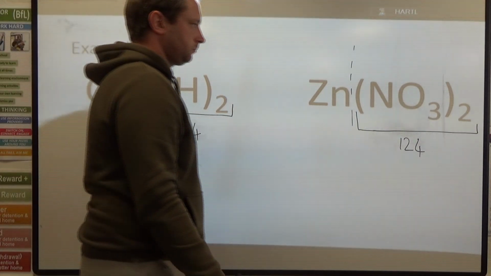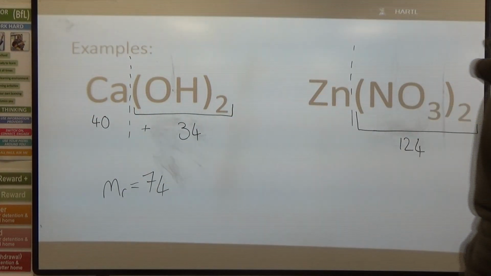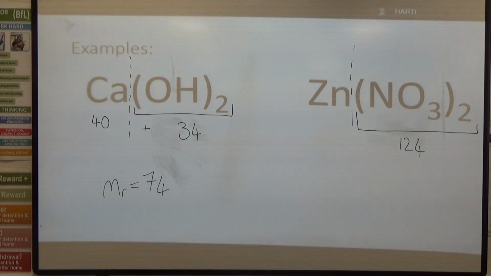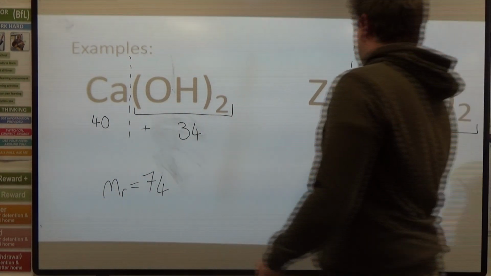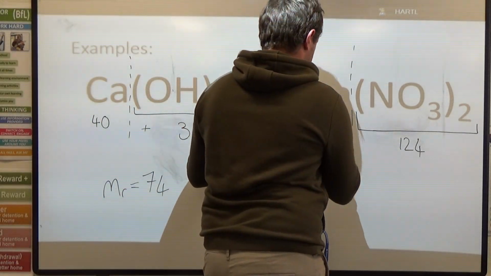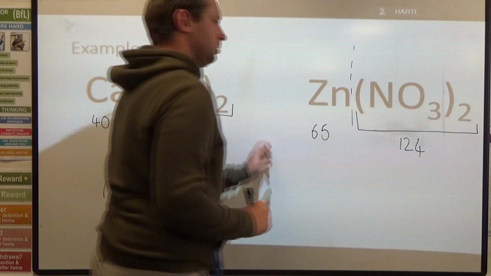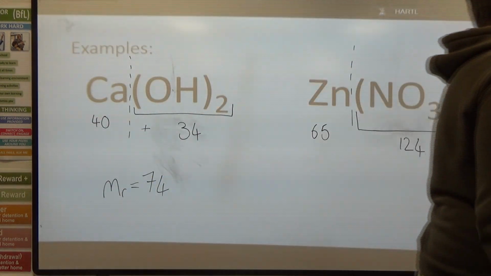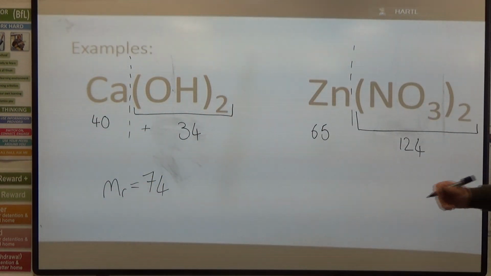Times 48 by 2? Literally, whatever the total is in there. Yes, so 48 plus 14, then you get 62, times that by 2. You haven't added that onto it. Okay, then Zn, zinc, which has a mass number of 65. 65, and then you add those two numbers together. Gives you what, Matt? 189. Good.